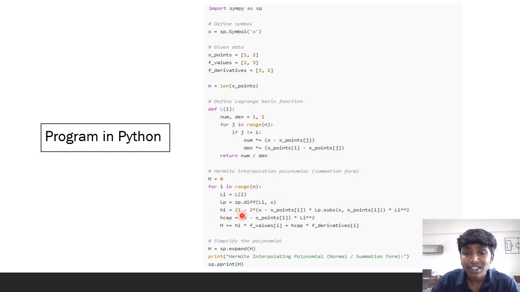And h of i is basically, as we know the formula of h i and h cap of i, we are simply doing both by using the formula directly. At last, h is the repeated addition by the for loop of the given values of h i and h cap of i. After all this, we do h of expand, which is generally used to show the output, and at last we print the Hermite polynomial.